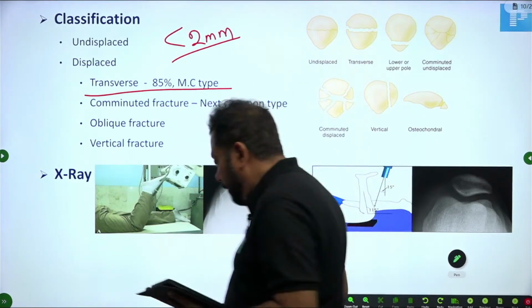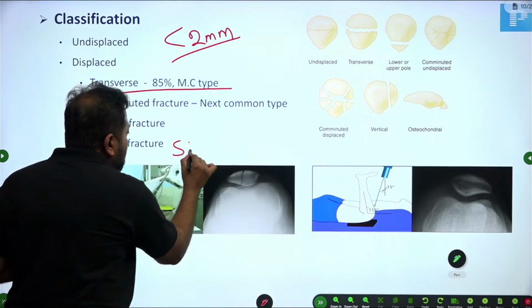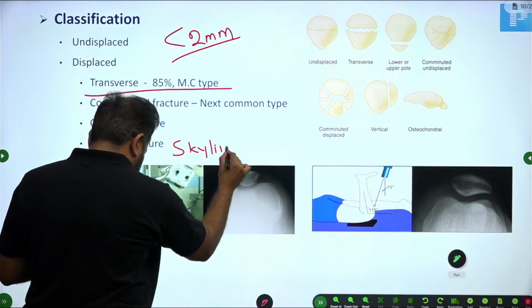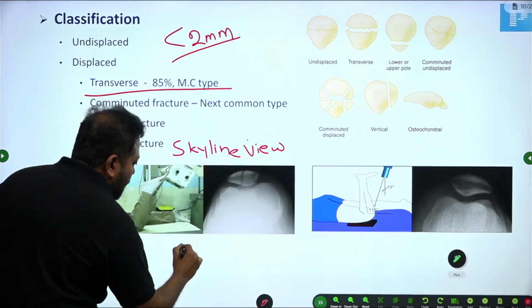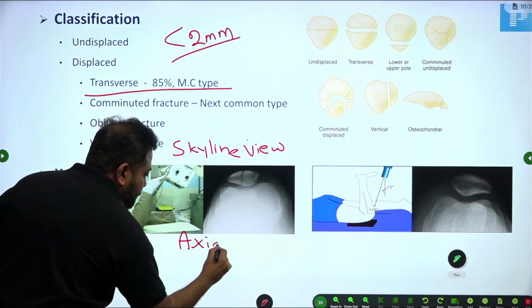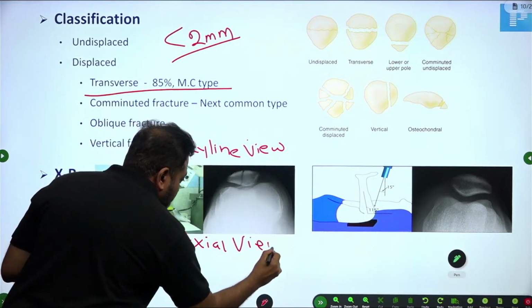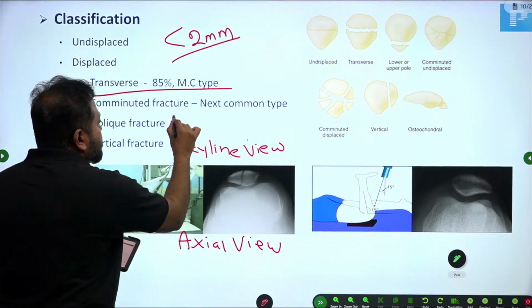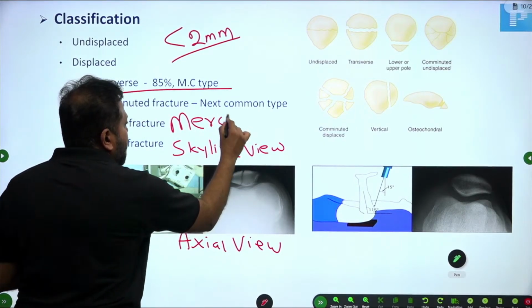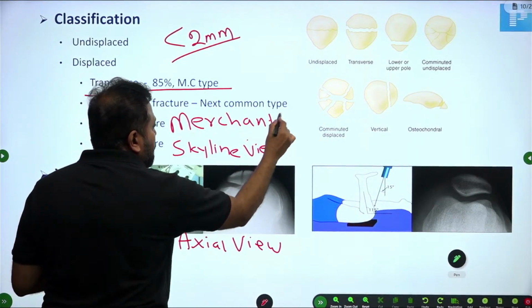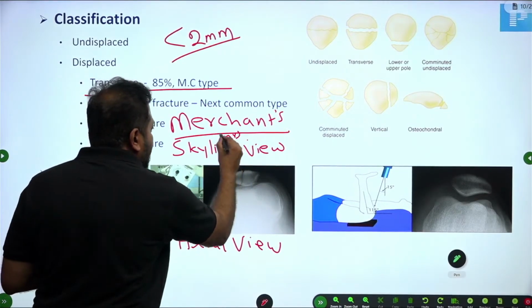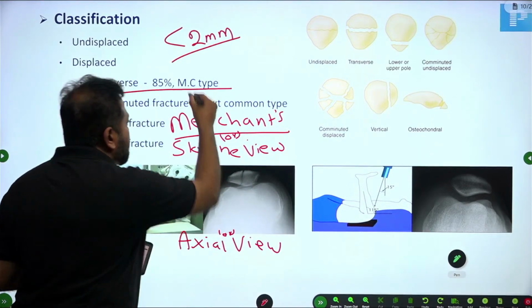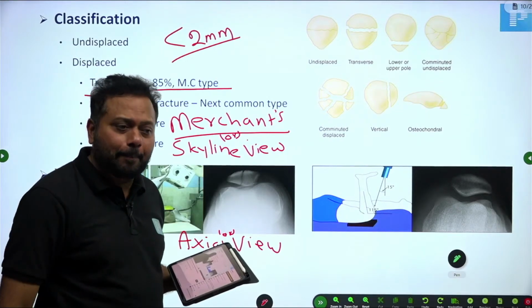This view is called skyline view, otherwise called axial view. This is otherwise called Merchant's view. Merchant is the name of a person. Merchant's view or skyline view or axial view is the view of choice to visualize correctly the patella.